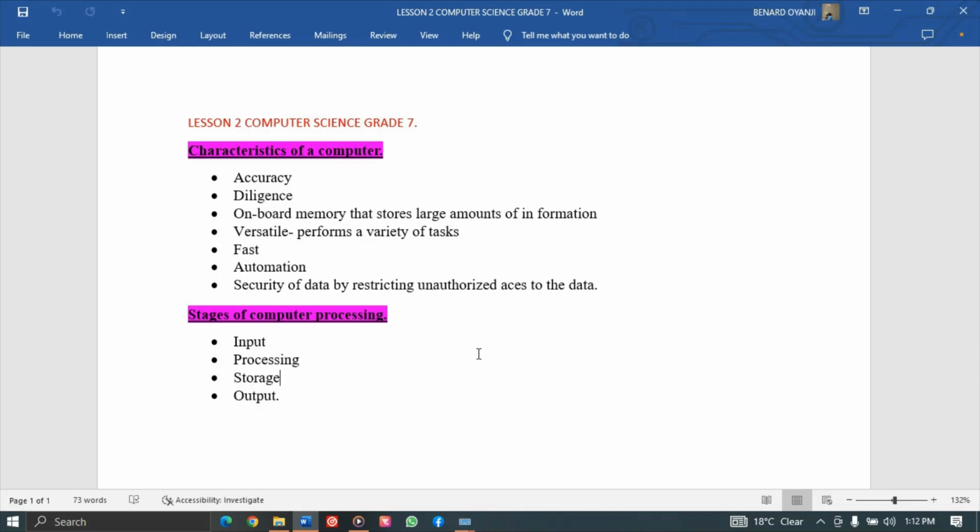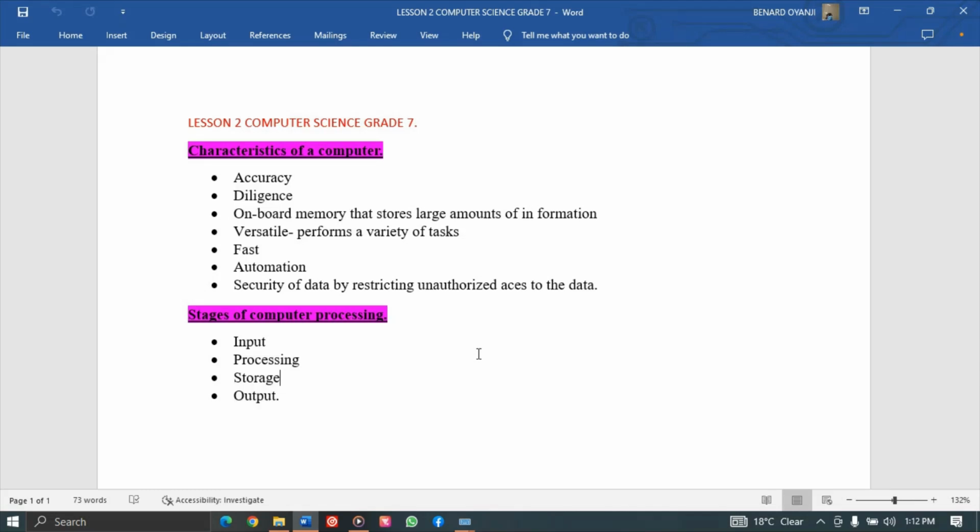And then processing is done via the CPU, what you call the central processing unit. I also said that the central processing unit is just like the brain of the computer, because it is the one that does the processing. Apart from that, we have storage, the third stage. After processing has been done, the information that has been processed is stored, and it awaits retrieval.